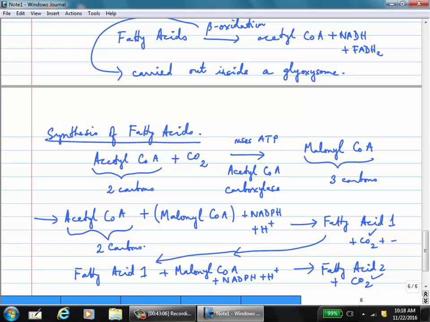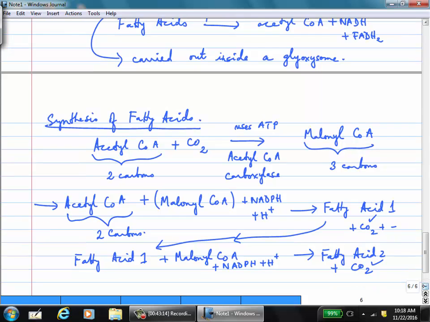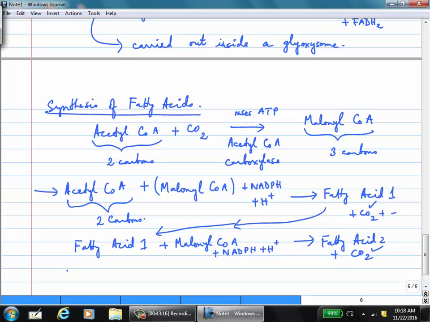Now what decides whether synthesis will take place or breakdown? That will be the energetics, the needs of the moment. This procedure usually stops when carbon length becomes 16 or 18. It can stop even before that, but 16 or 18 is probably the maximum number that you usually see in nature.